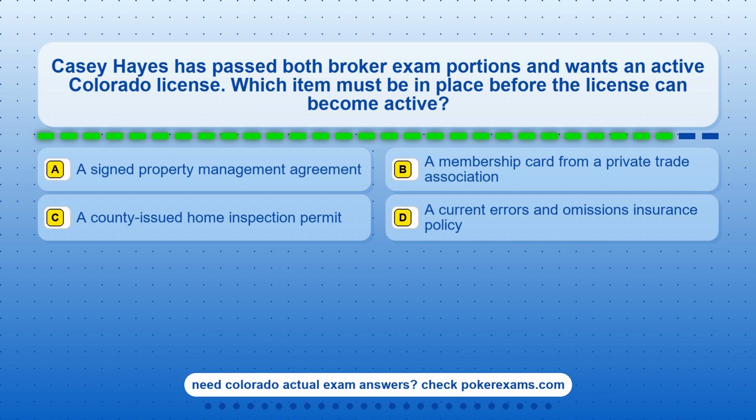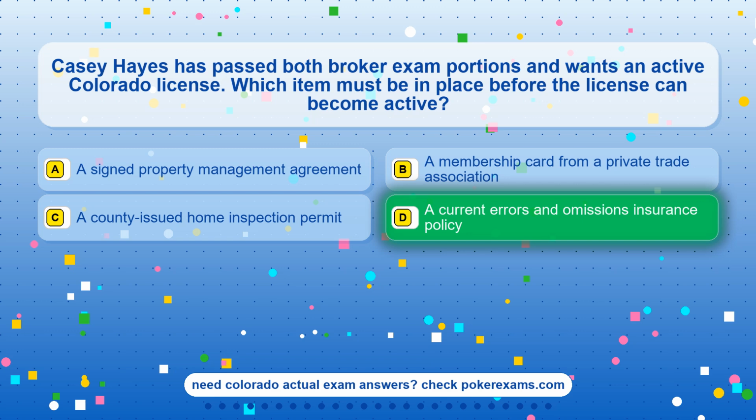Question 1. Casey Hayes has passed both broker exam portions and wants an active Colorado license. Which item must be in place before the license can become active? Option A. A signed property management agreement. Option B. A membership card from a private trade association. Option C. A county-issued home inspection permit. Option D. A current errors and omissions insurance policy.